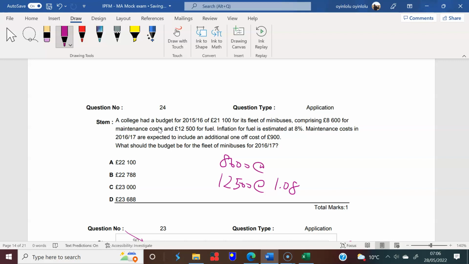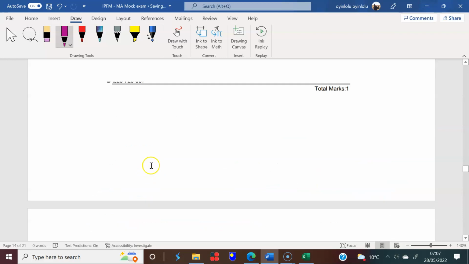And maintenance costs will have just a one-off 900 increase. So let's do that. 8,600 plus 900 is equal to 9,500. And then, of course, we have 12,500 times 1.08, and that's 13,500. Add the two together, 9,500, you have 23,000. So you have a total there, 23,000.